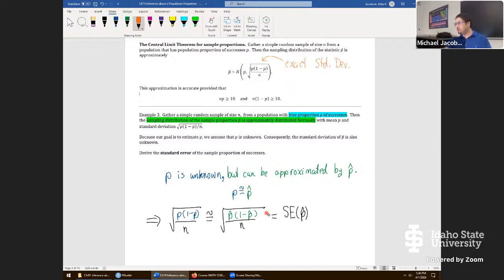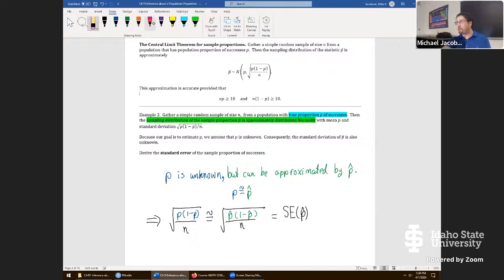So what we do instead is we make the point estimate right here, and that's what gets us to our new standard error. We just go to the standard deviation right here and put in our estimate, p hat, into these 2 positions.